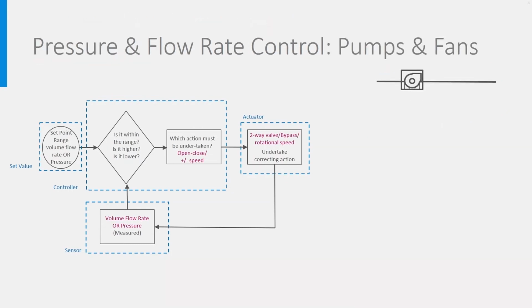Pressure and volume flow rate controls are completely linked with each other. Changes in pressure result in changes in flow. Changes in volume flow rates result in changes in pressure, as you may remember from another lecture. So even the two-way valves and dampers we've just described have an influence on the pressure.